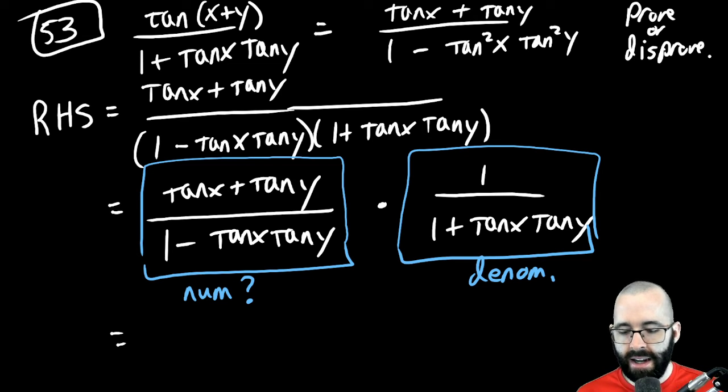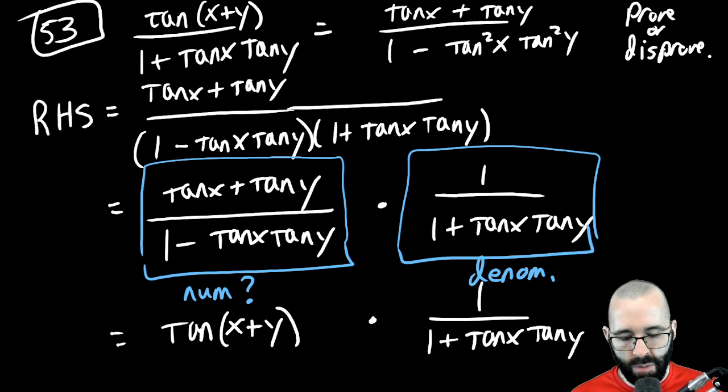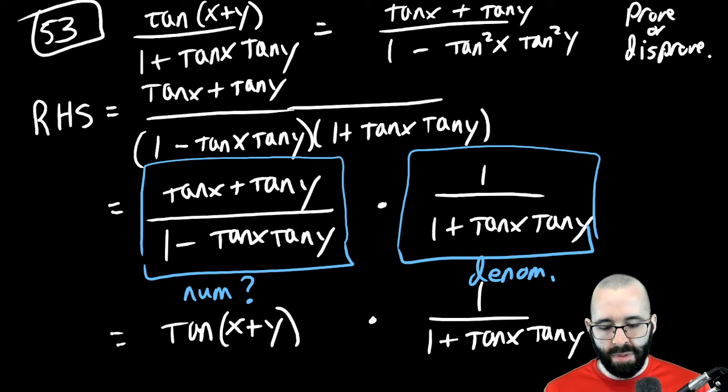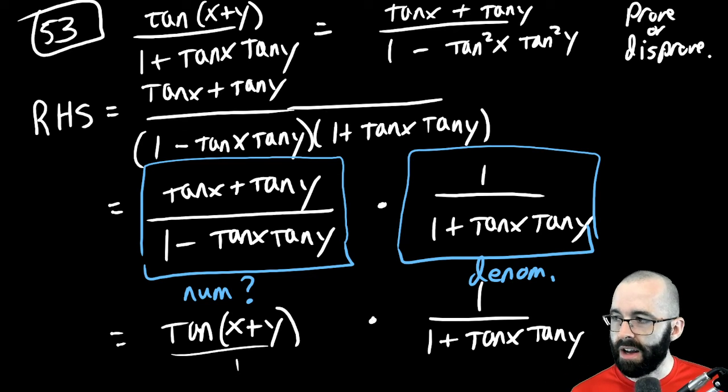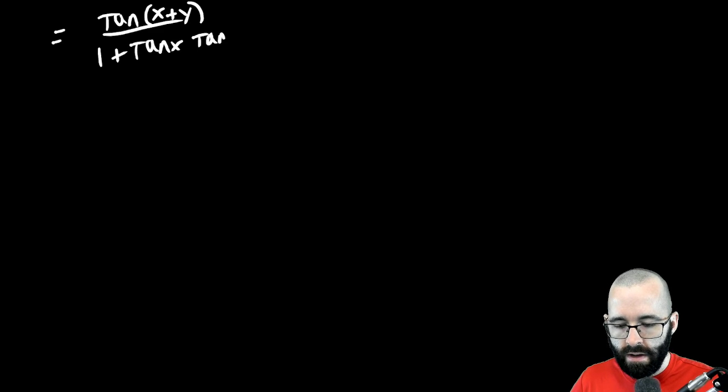So yes, this is indeed the angle sum formula for tangent. This first box is just the tangent of x plus y, still multiplying it by this other thing. And again, multiplying fractions just multiplies the top, multiplies the bottom. We can write this as getting divided by 1. And so this will be tan x plus y divided by 1 plus tan x tan y, which was exactly our left-hand side.